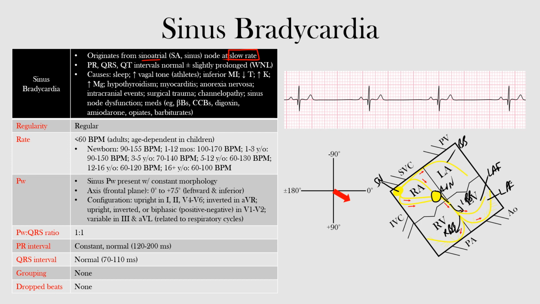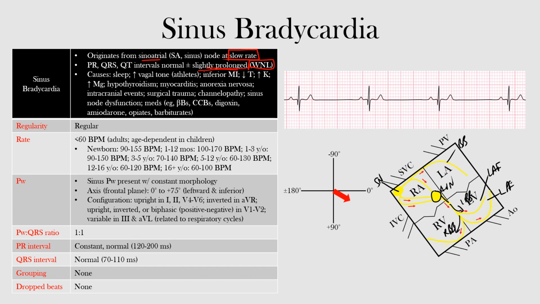The PR, QRS, and QT intervals are normal, but because you have this slow rate, sometimes they can appear slightly prolonged. So they're more on the upper range of normal, but again, they will still be within normal limits. Now, some causes that you could be aware of are sleep. Normally during sleep, we can have a slowing of the heart rate, and sinus bradycardia is not uncommon during those times.